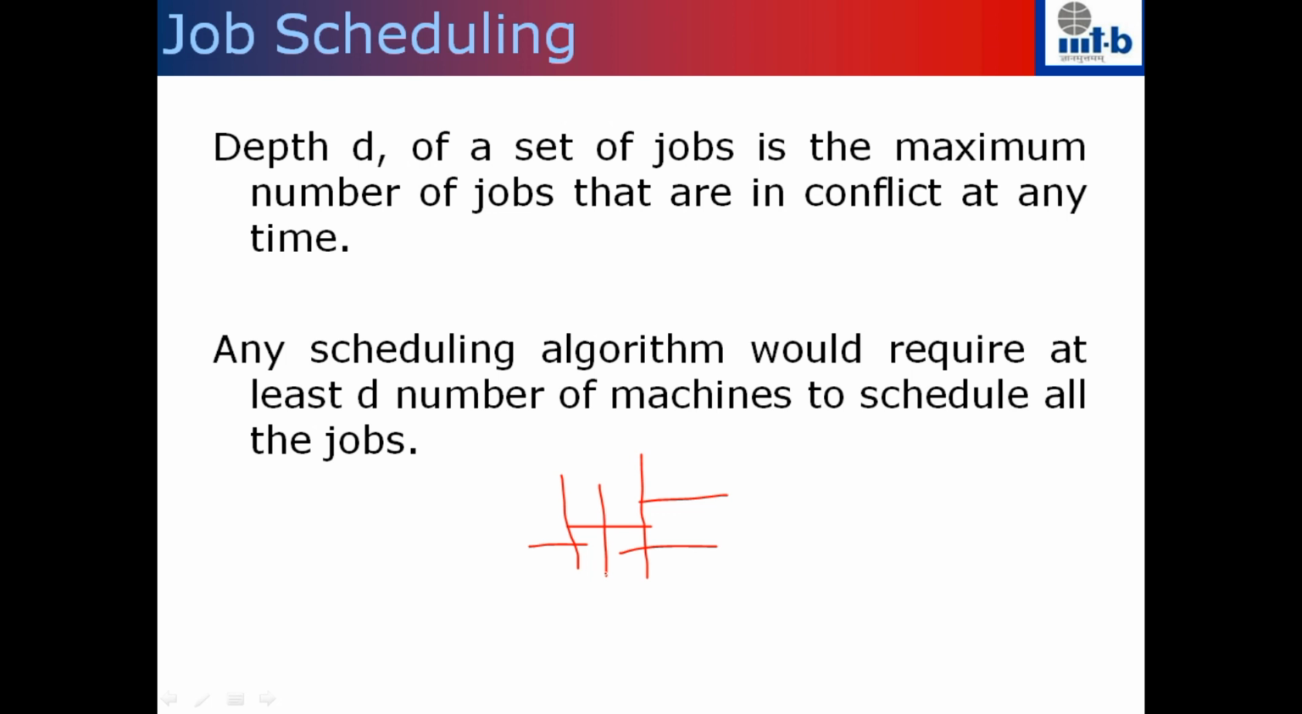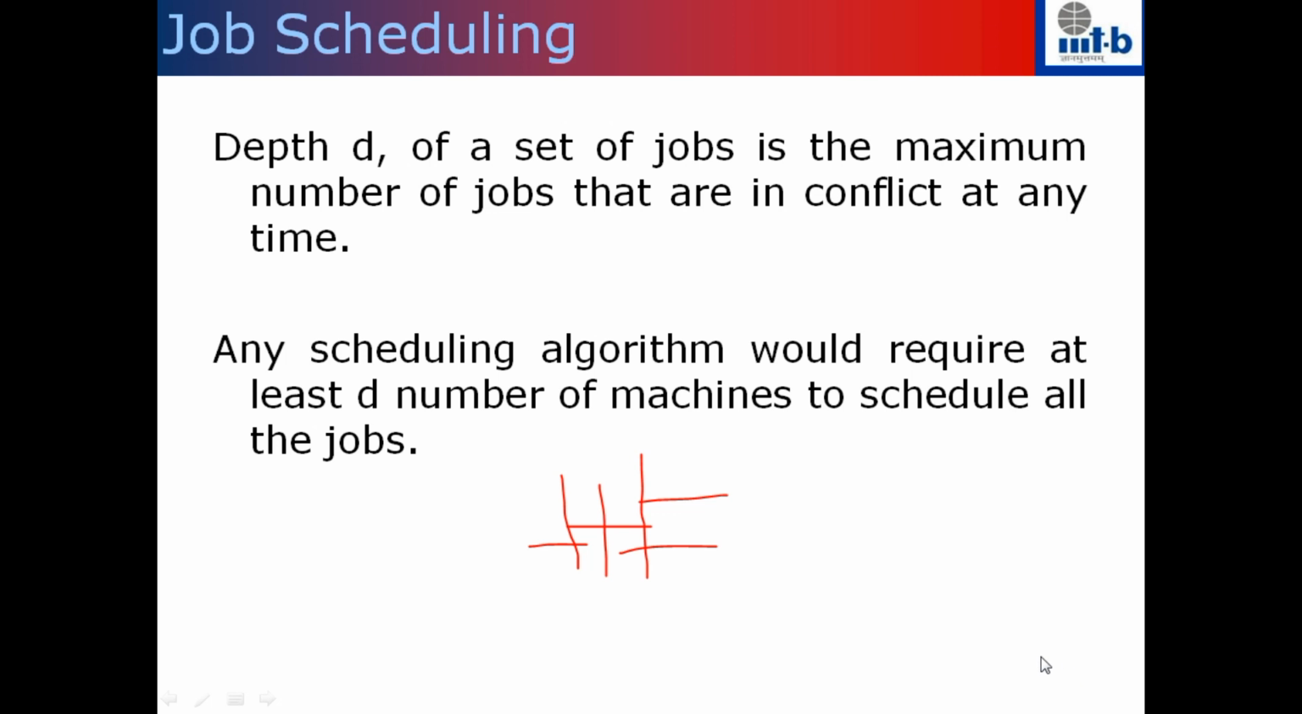Now it's easy to see that any scheduling algorithm would require at least d machines to schedule all the jobs, because at some point in time there are d jobs which are conflicting. So no 2 of these conflicting jobs can go into the same machine. All these d jobs should be scheduled in d different machines. So any optimum algorithm would require at least d machines to schedule the jobs.